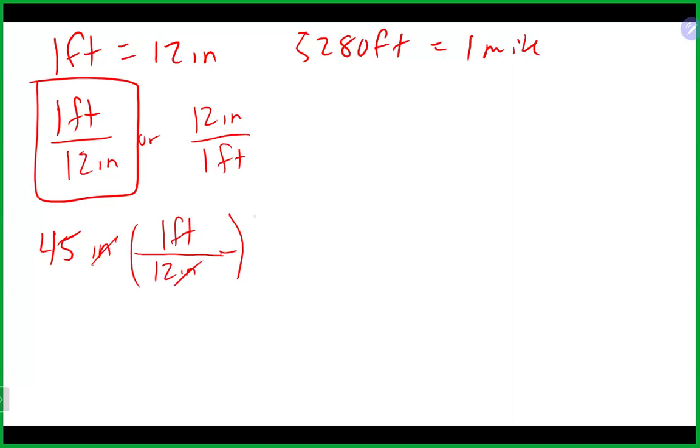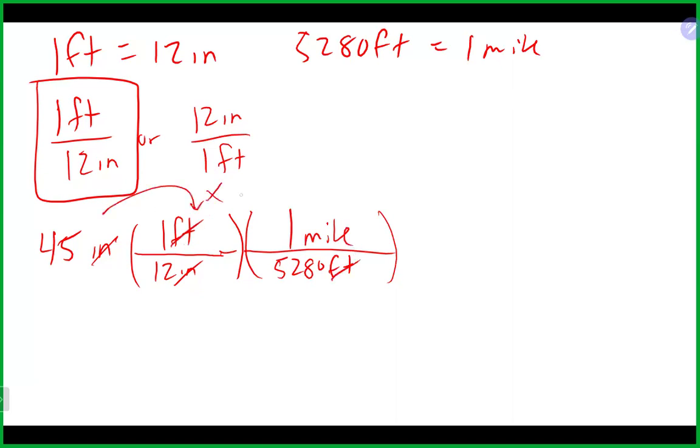If we want to go one more step, the importance of setting it up like this, as we talked about, is you can clearly see that the feet are up on top. So really all I have to think about is opposites to get rid of it. If we wanted to get to miles, we would put the feet on the bottom and the mile up on top, and the feet would cancel. Once again, we would multiply whatever is on top and divide by whatever's on the bottom.